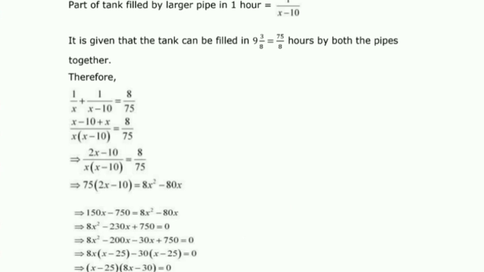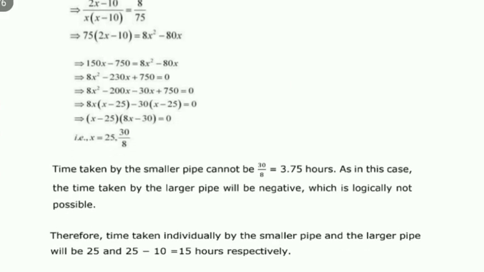Now we will take common. What is common between the two terms? In 8x square and minus 200x, 8x is common, so 8x into x minus 25, and in minus 30x plus 750, minus 30 is common, and it becomes minus 30 into x minus 25. So x minus 25 into 8x minus 30 equals 0. We have two values of x. First is 25 and second is 30 upon 8. Okay, so both can be answered.